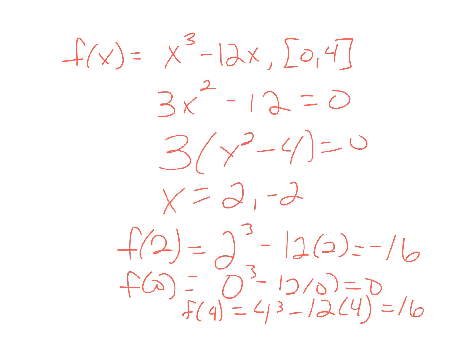So, what is the absolute min and max of this closed interval? What's the smallest? That would be f of 2. So your min is (2, negative 16). Your max, what's the biggest, is positive 16. So (4, 16) is the max.